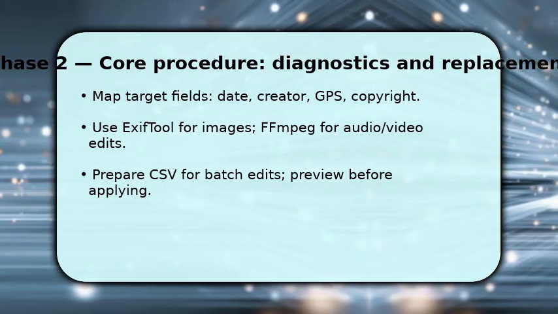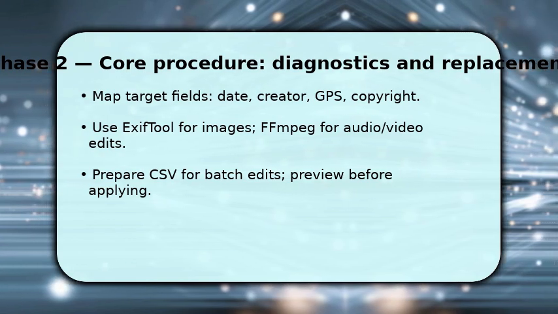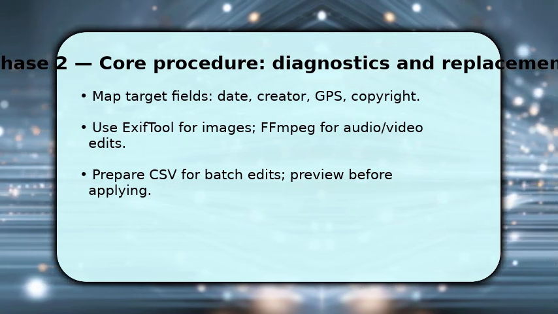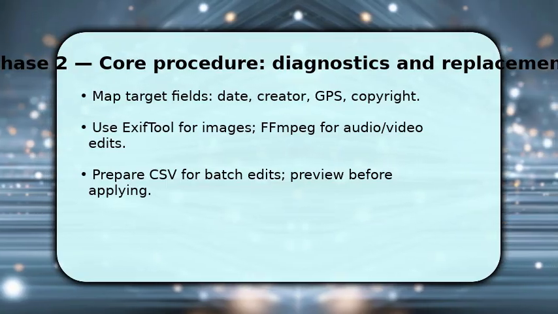For video or audio, export, edit metadata, then remux with FFmpeg to retain quality. Once done, batch changes via a CSV to apply consistent values across many files. Preview a small subset first to confirm formats.